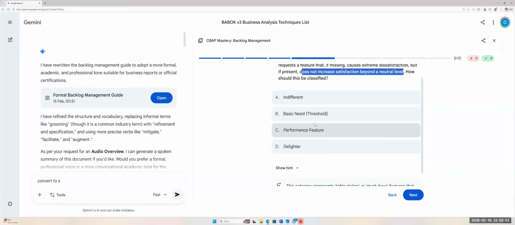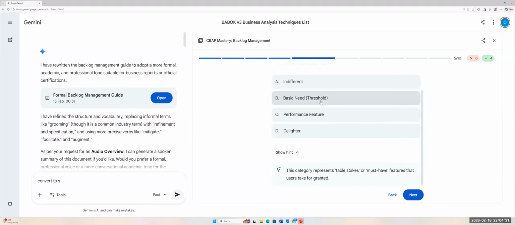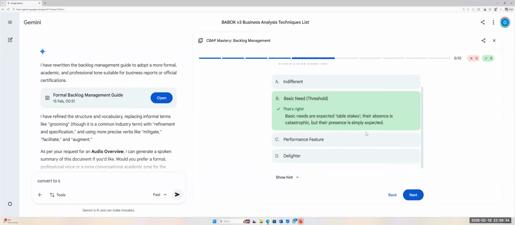Liar, do you want to unmute and speak before we reveal the answer? Well, I chose B because it is a must-have. If it is missing, it will cause extreme dissatisfaction. But in terms of its presence, it doesn't give any excitement, but it is a must-have.